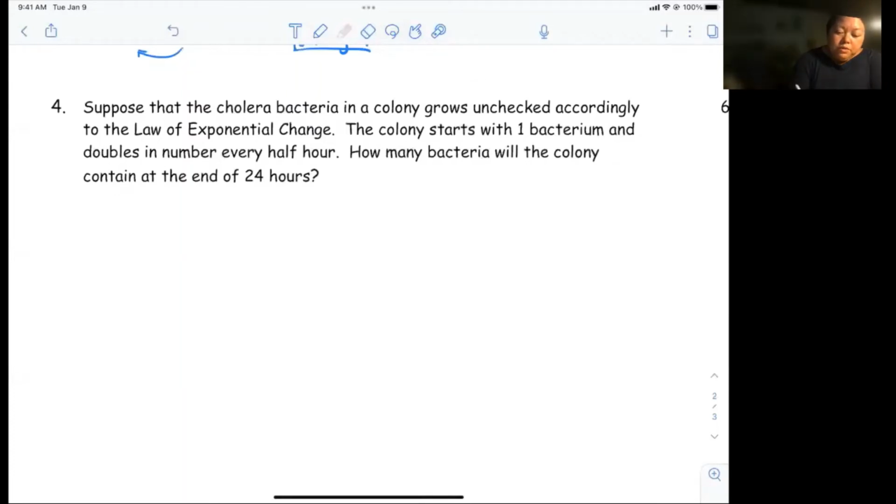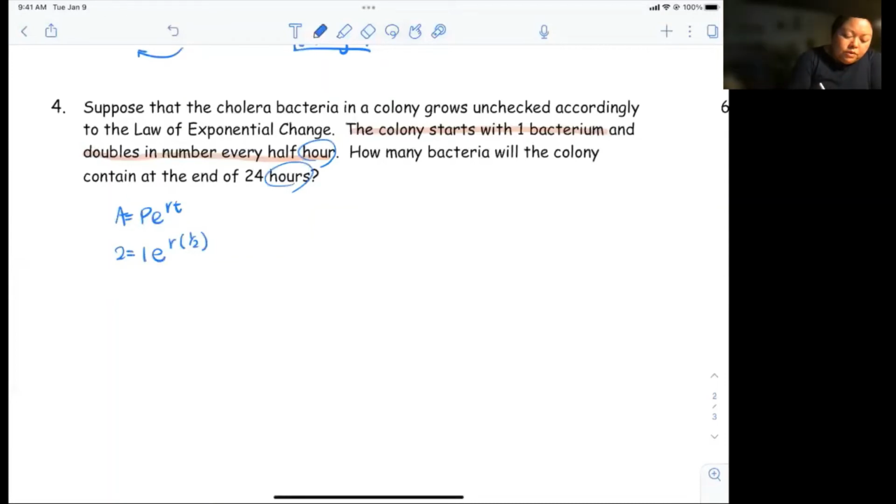Okay, so what you want to do is use this first information. The colony starts with 1 bacterium and doubles in number every half an hour. Okay. Your formula is A equals P e to the rt, or kt, doesn't matter. So it means that it started with 1, it doubled. And then at the rate, I'm not sure what the rate is, but I know that the time was only half an hour, right? Because I'm using the same unit, half an hour versus 24 hours. So if you're trying to solve for k, you're trying to solve for the rate, right?